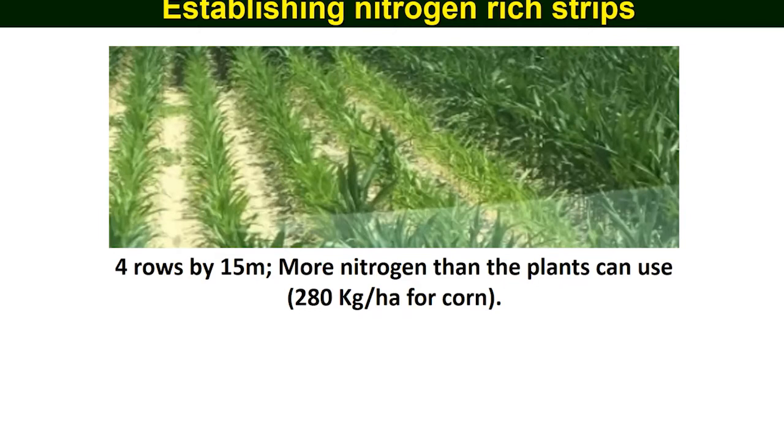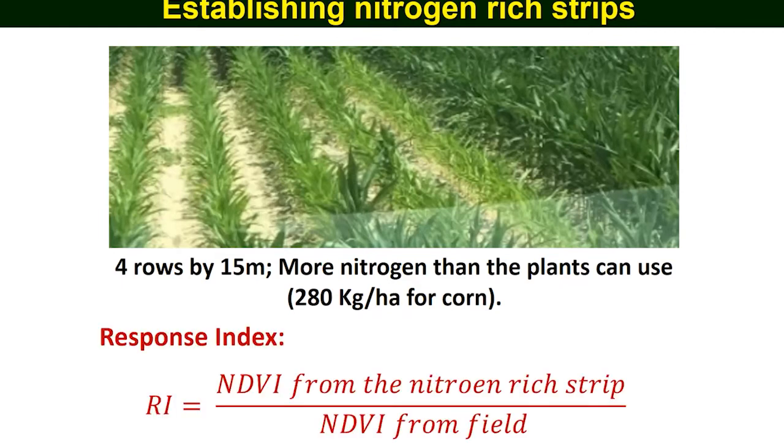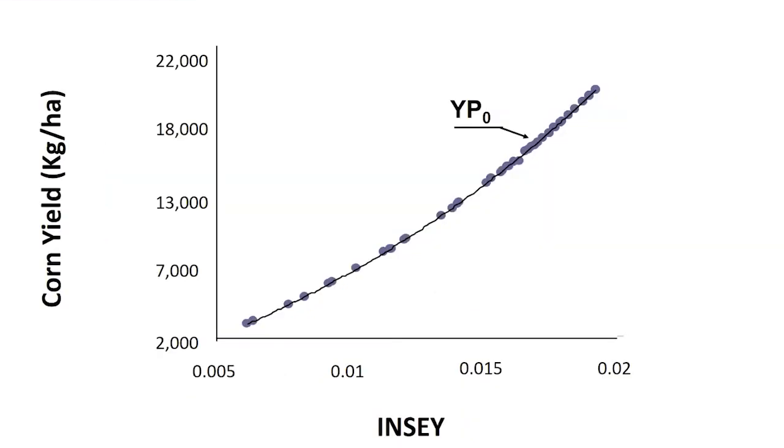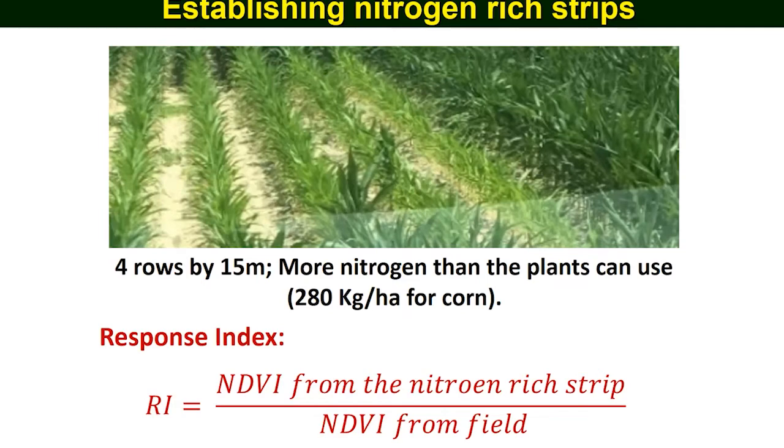But when the gap between the numbers from the field and the enriched strip is bigger, it means you can apply more nitrogen. But how much more? We'll get there. So this is what I explained, right? Just now.